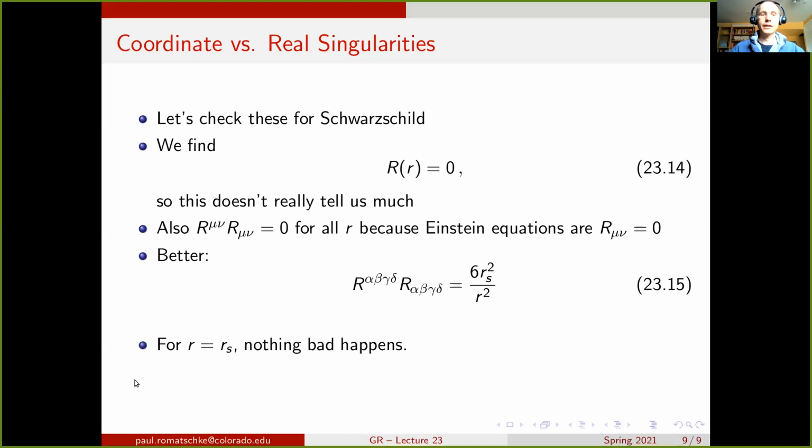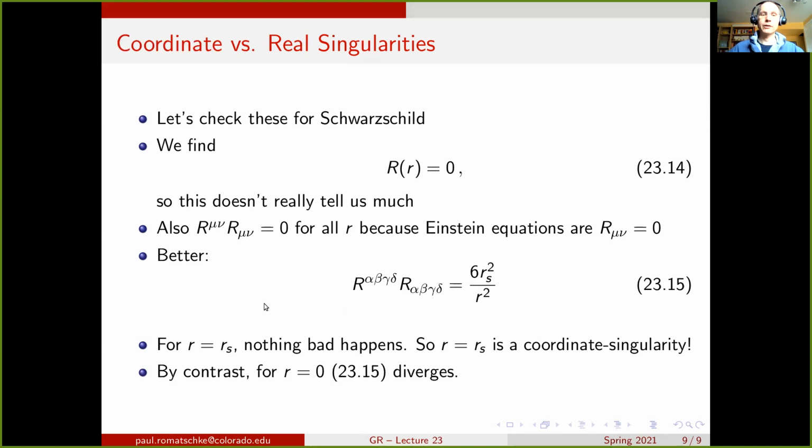In particular, we can investigate the point r equal to r_s. If we plug it into Riemann squared, we find that Riemann squared at the point r equal to r_s is just 6. 6 is not divergent, so that means that the point r equal to r_s, the Schwarzschild horizon, is just a coordinate singularity. It can be removed by just choosing more clever coordinates. And in fact, we'll find examples of these more clever coordinates as we go on.